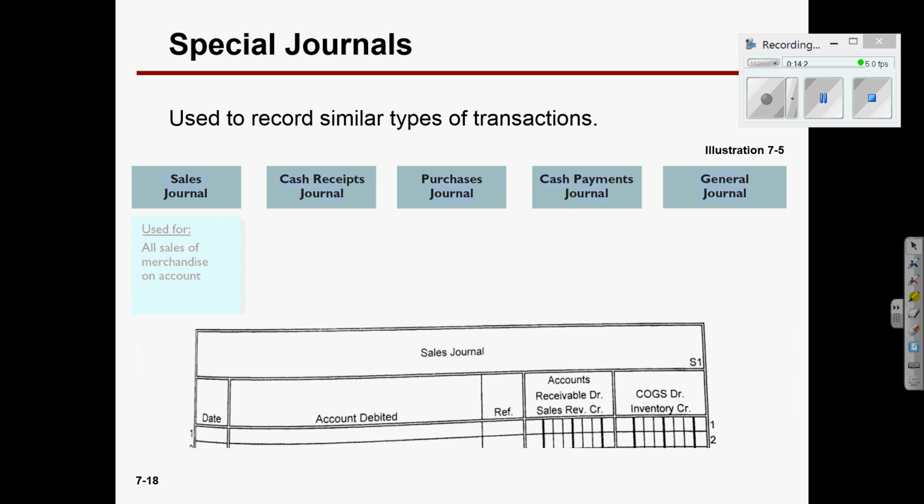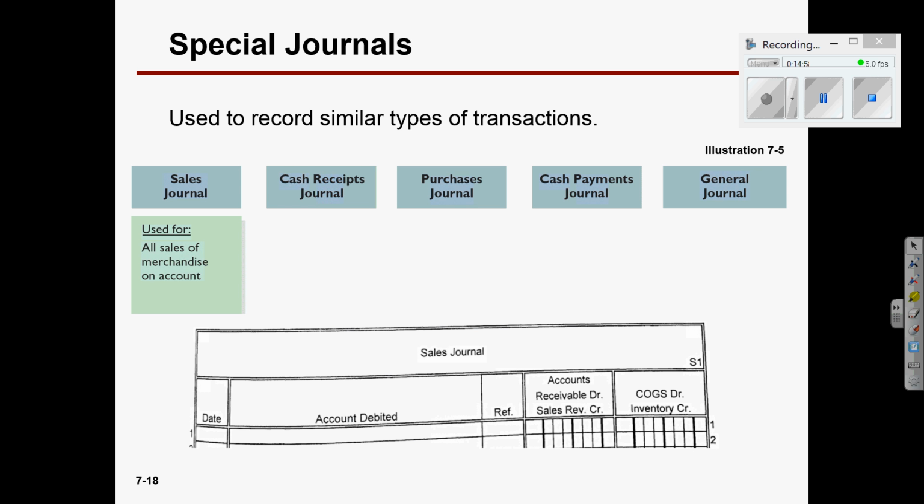Then we have sales journal. The only thing that's happening in the sales journal is when we sell something on account. So any sales on account. Who are we selling to? Customers, ARs. Okay. Well, what about if a customer pays cash? Where would that go? Cash receipts. Very good. So you can sell stuff two ways. You can sell it with cash, but it wouldn't show up here.